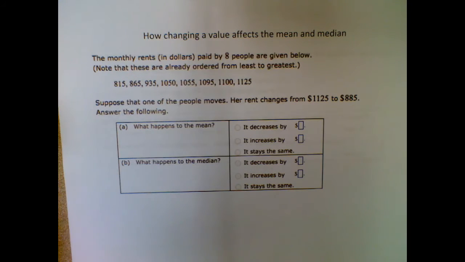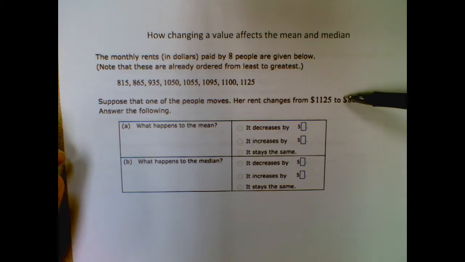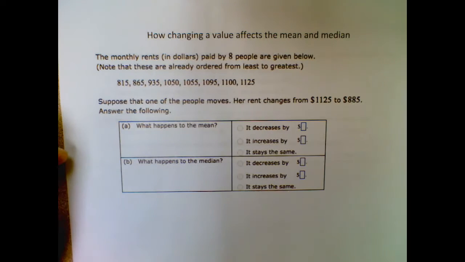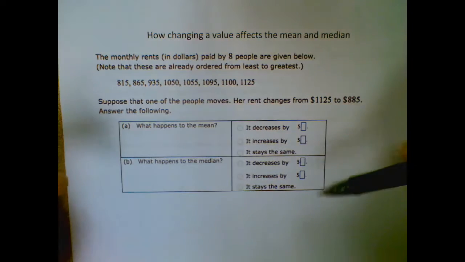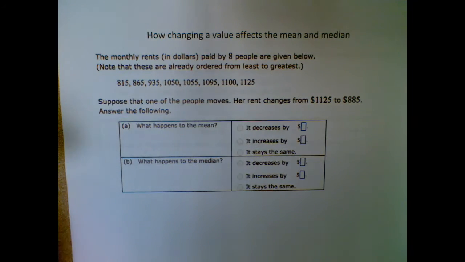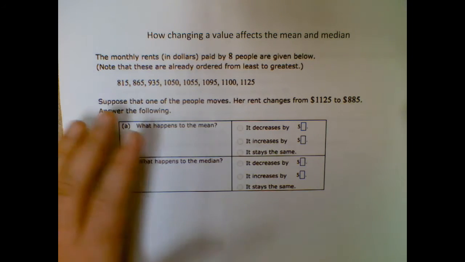Suppose that one of the people moves and her rent changes from $11.25, the most expensive one, down to $8.85, so moving down towards the lower end of our spectrum. If that's the case, what happens to the mean and what happens to the median? In order to figure that out, I need to know what the original mean and median were.